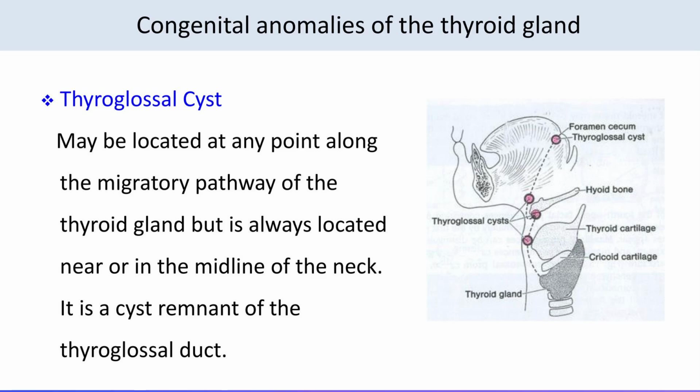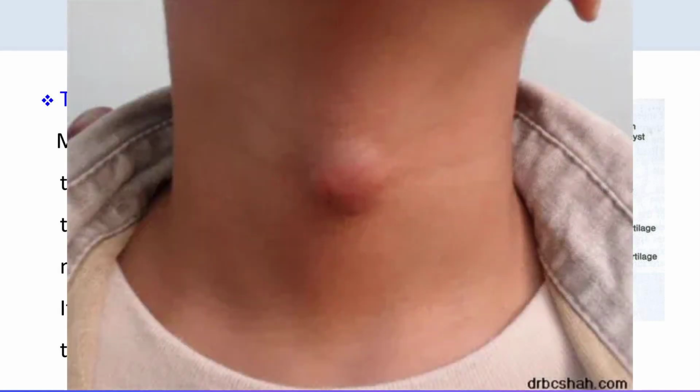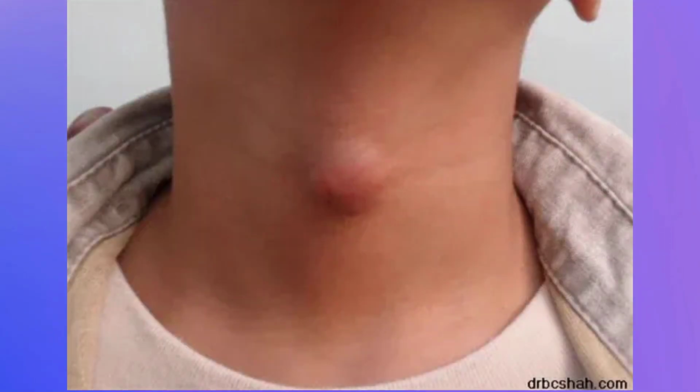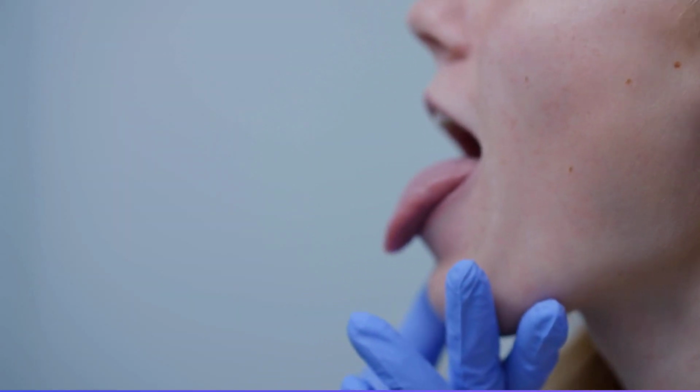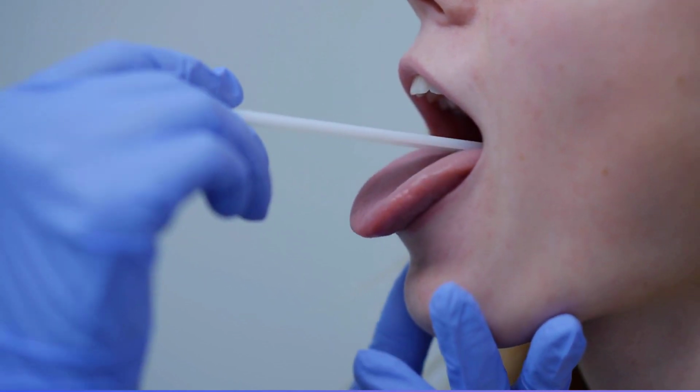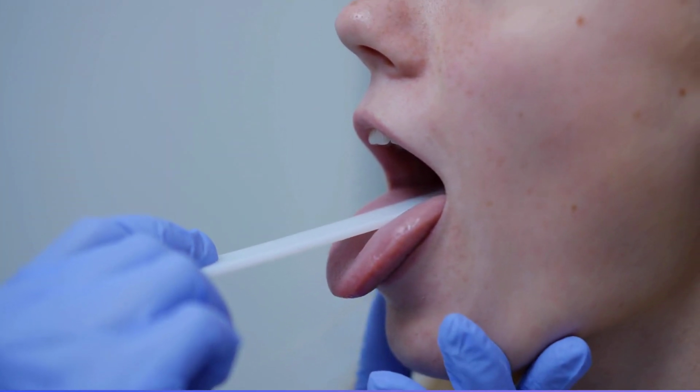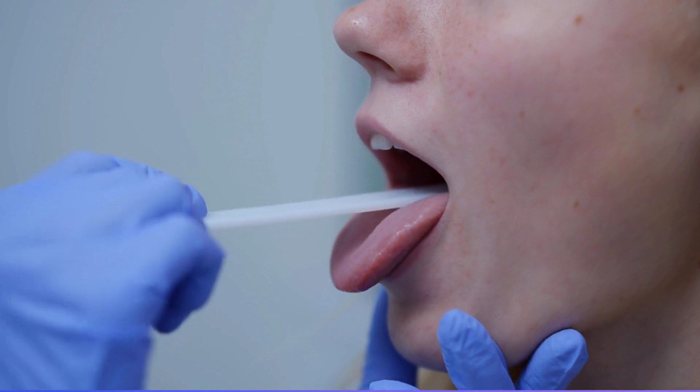Congenital anomalies of the thyroid gland are important to recognize. One common anomaly is the thyroglossal cyst, which results from the incomplete obliteration of the thyroglossal duct. These cysts can be located anywhere along the migratory pathway of the thyroid gland, from the foramen cecum at the base of the tongue down to the thyroid gland itself. They are almost always found in or near the midline of the neck. Clinically, they present as a painless, mobile mass that often moves with protrusion of the tongue.